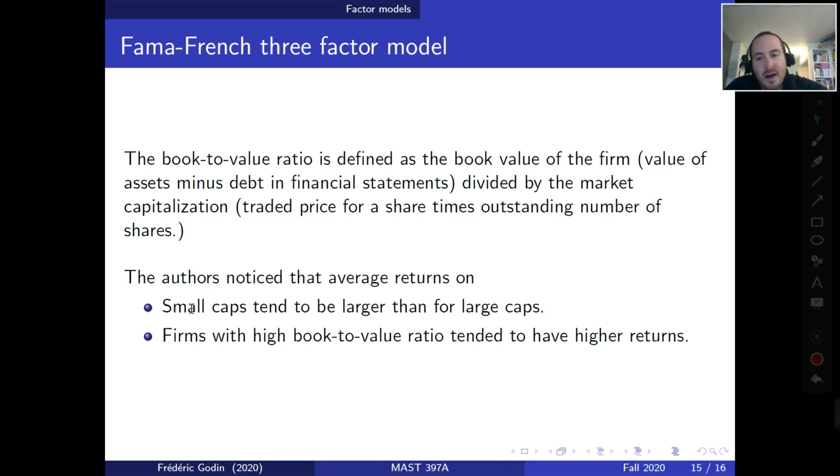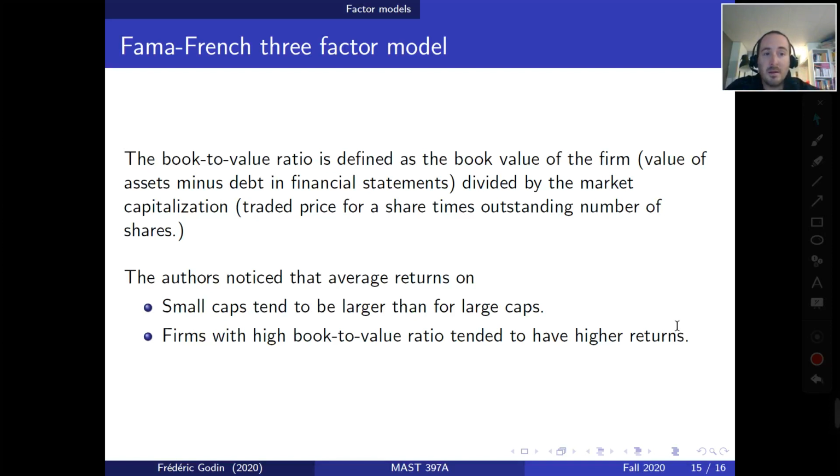Furthermore, for the third factor, the authors noticed that firms with a high book to value ratio tended to have higher average returns than firms with a lower book to value ratio. So they decided also to include this as a factor, which justifies the rationale behind their model. But of course, if you want a more thorough understanding of the justification of this precise Fama-French three-factor model, you can look at their paper.